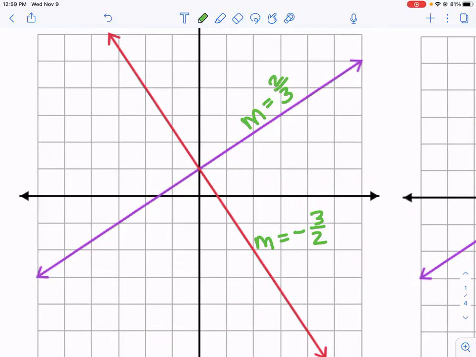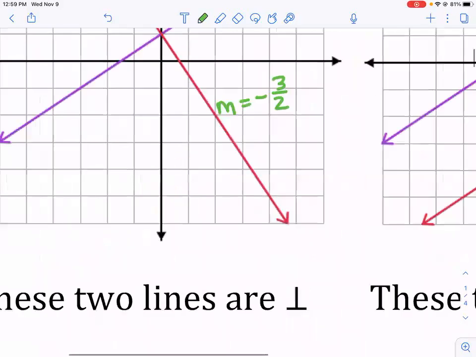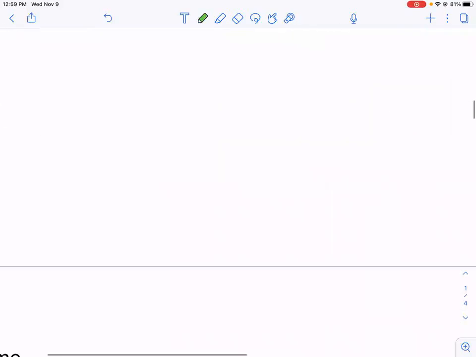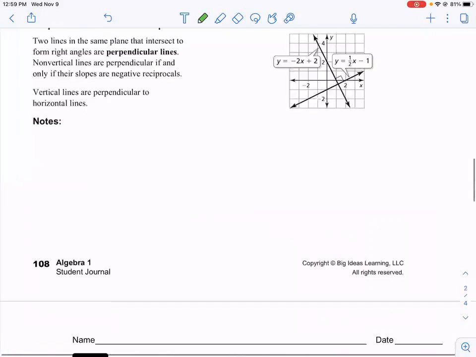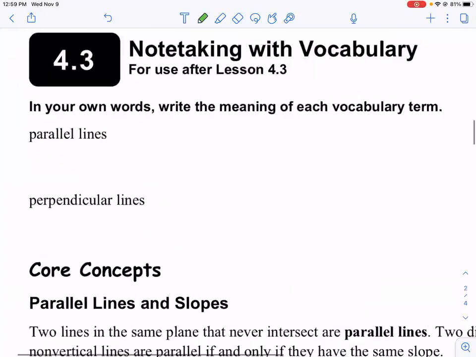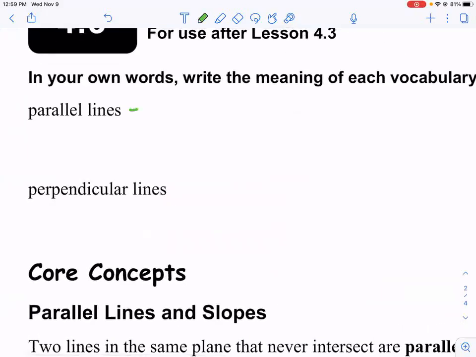Yes. Okay. At this point, this is where we're going to turn into our student journals. Page 108. Parallel lines have the same slope. Yeah, you write that down.